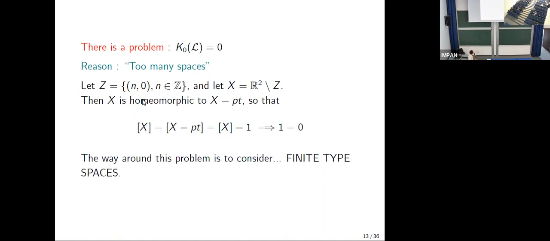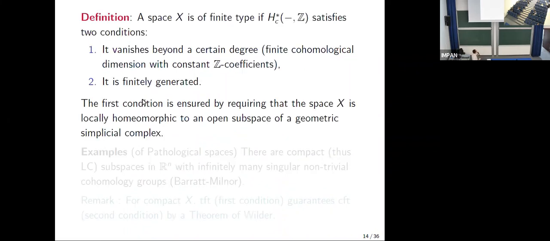Okay, you get around this by considering finite type spaces. So definitely this is what you want to do if you want to make sense of the bracket, which is called the motivic measure. So the bracket, which is a sum of the Euler characteristics with compact support of X_i, should be defined. So definitely you want to be looking at finite type spaces. So what's a finite type space? A finite type space is a space whose cohomology with compact support vanishes beyond a certain degree and is finite.